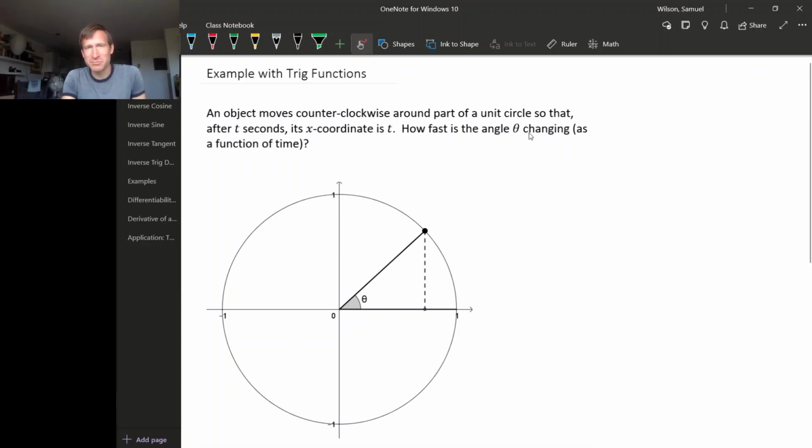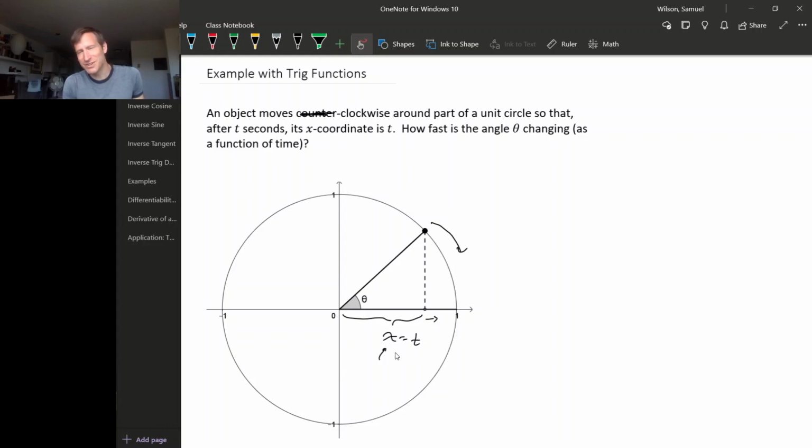So suppose we have an object moving counterclockwise, I guess it should be clockwise, around a part of a unit circle, so that after t seconds its x coordinate is t, so this point is moving this way. So the x coordinate of the point right here is increasing. You can see an increase in this x value, which in this case is just t, causes a change in this angle over here. So how fast is this angle changing as a function of t?